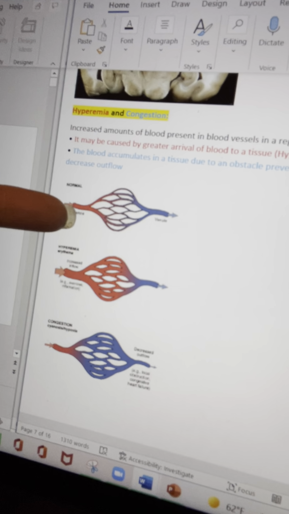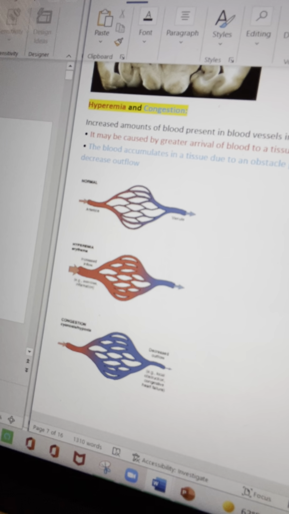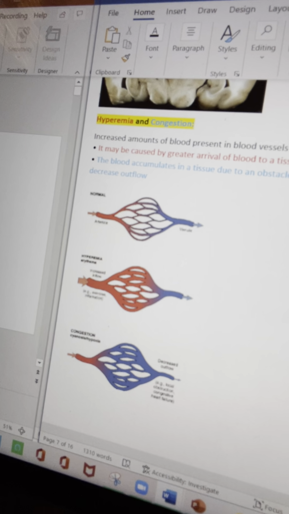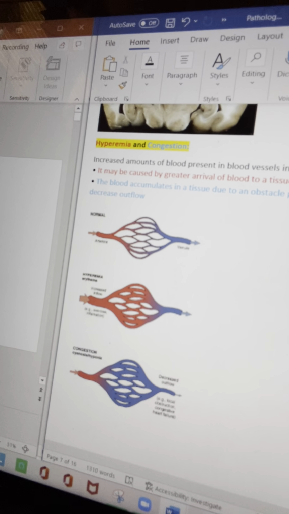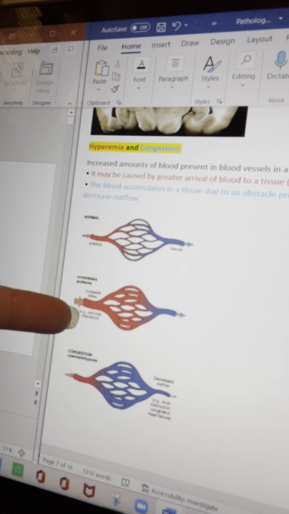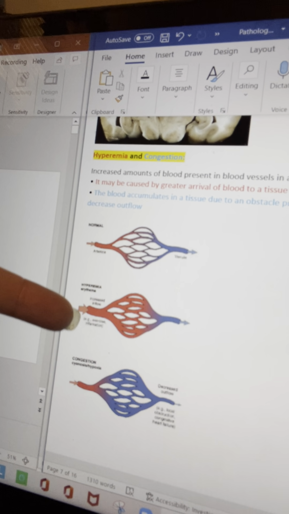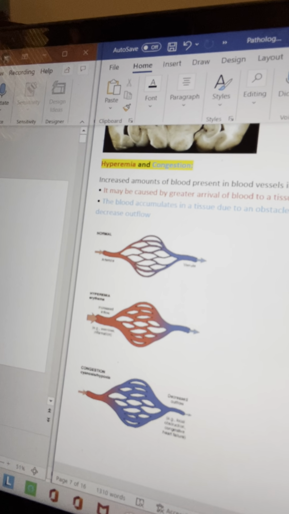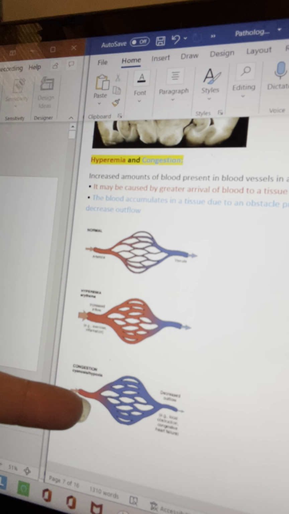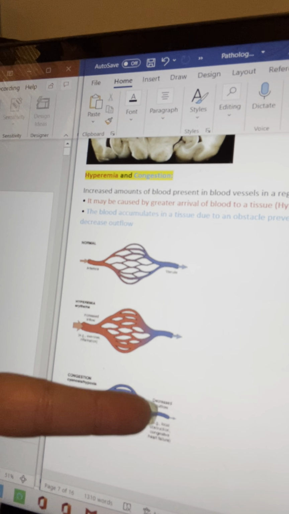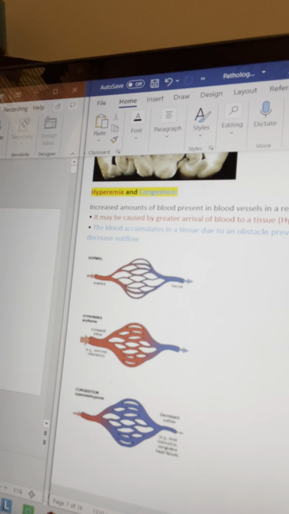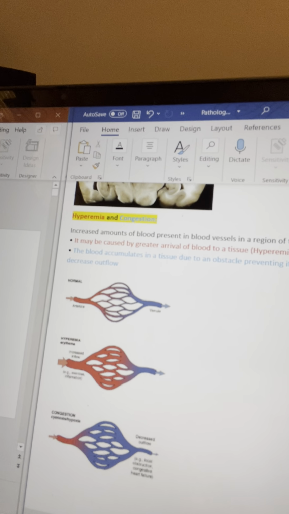So here we have a normal arteriole and normal capillaries and a normal venule. For hyperemia here, we have, again, increase in blood flow. So the beginning's bigger, as you can tell the differences here. And then for congestion, everything's fine until it gets shrunken here. So this is decreased outflow.